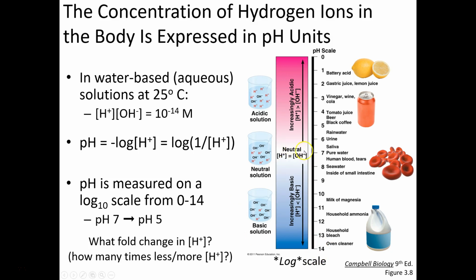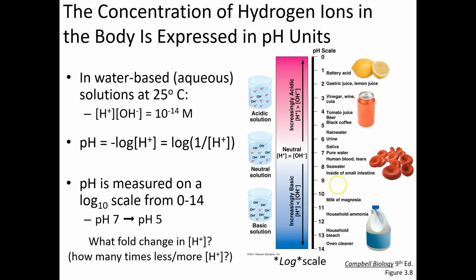So what about a pH of 7? Well, I think most of you realize it's a neutral pH. And as a neutral pH, it tells me the concentration of hydrogen ion is equal to the concentration of hydroxide ion. Human blood is right around 7.4. So it's a little more on the basic side, but it's pretty close to neutral.